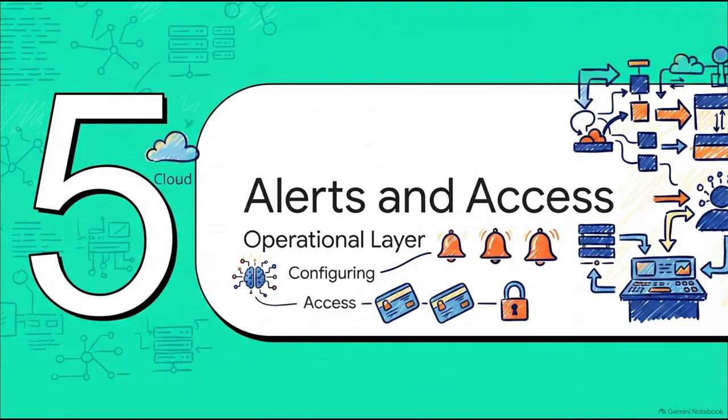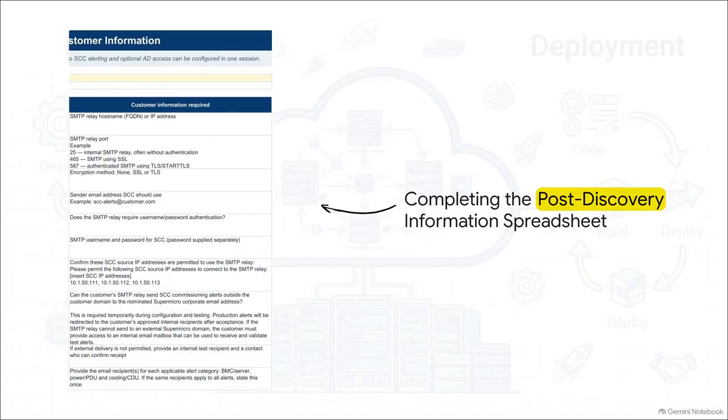Section 5. Configuring alerts and access. Finally, we reach the operational layer. Your infrastructure is sized, it's deployed, and now? Now SCC needs to talk to the outside world so it can actually warn you of issues and authenticate its users. You'll handle this through the post-discovery customer information spreadsheet. You'll need to configure your SMTP relays so SCC can fire off emails. This means specifying the fully qualified domain name or IP of your SMTP host, picking your port like 25, 465, or 587, and setting up the encryption method.